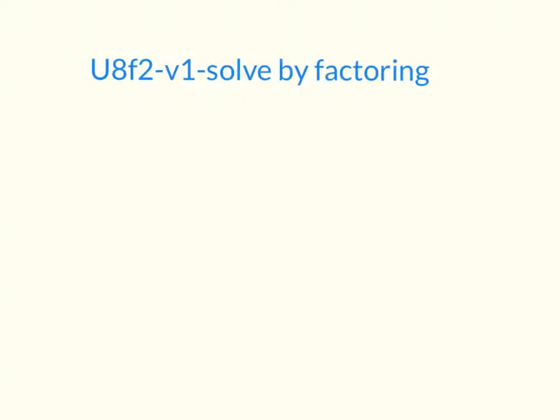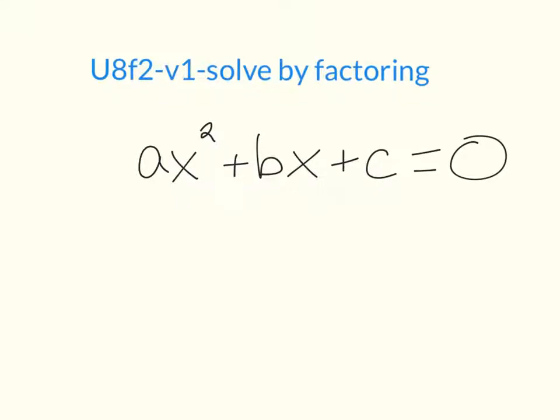Here's our first video in Unit 8 Form 2 on solving equations by factoring. The key when we do our factoring is we want our equation to equal 0. So if we can somehow make our equation look like this, we're ready to factor. Again, here's your quadratic trinomial part right here, the ax squared plus bx plus c. That's not new, guys. But we want to equal it to 0.